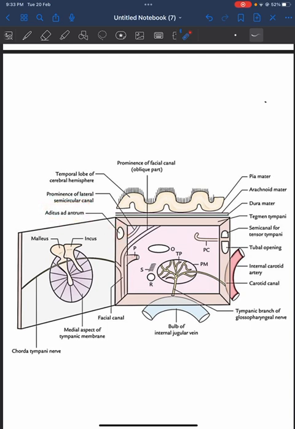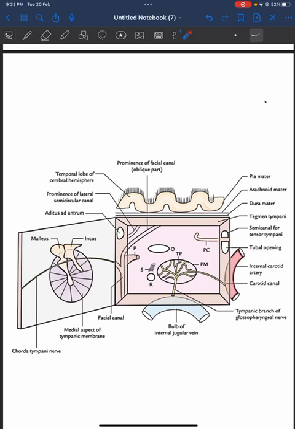So in the posterior wall we have seen the facial canal and the aditus ad antrum. Done. Now in the medial wall, the inner ear entry, that is the oval window, and the round window have to be there, and in the lateral wall you should see the tympanic membrane, right? Done. Now I'll tell you the deeper features which are present.